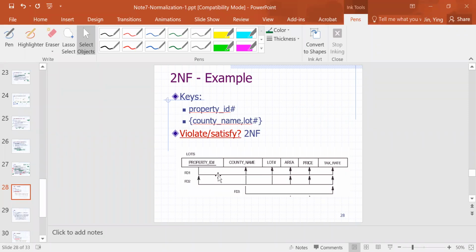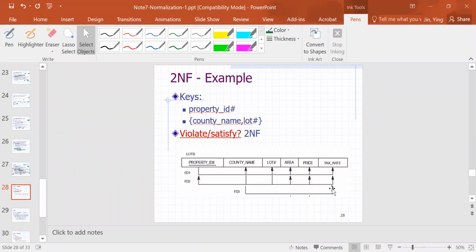So the first functional dependency has property ID on the left-hand side. It determines county name and lot number, and the area, price, and tax rate. The second functional dependency says if I know the county name and the lot number of a property, like a house has a lot number, if I have both, then I know which property. There's only one property related to that property ID. And I know the area and the price of the property, and also its tax rate.